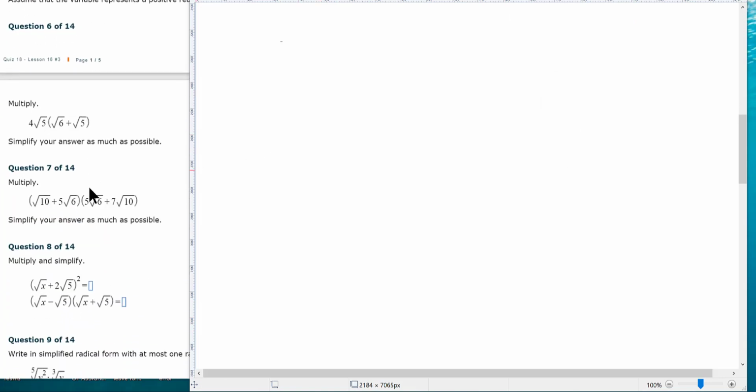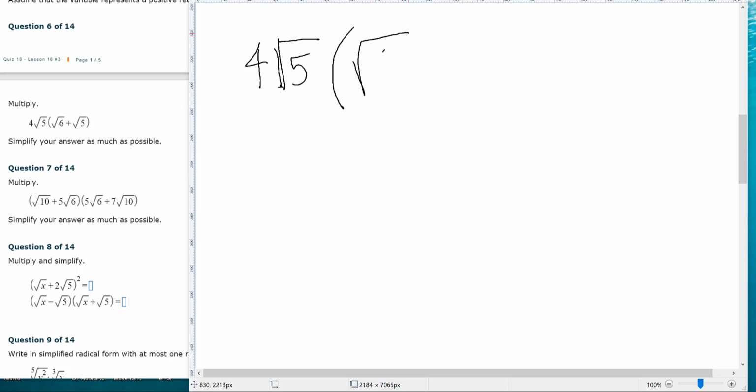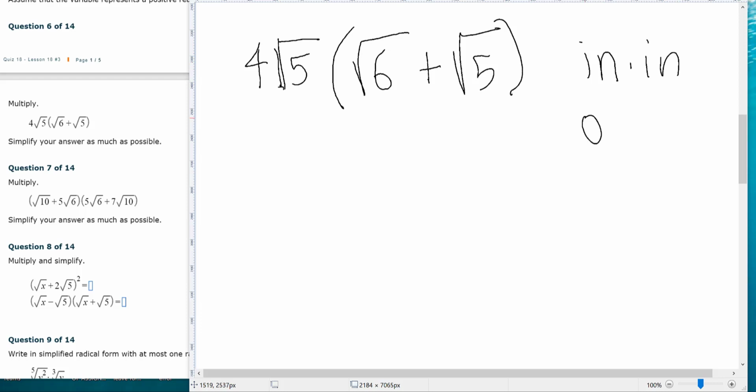Number 6, we have 4 times the square root of 5 times, in parentheses, the square root of 6 plus the square root of 5. Now this is going to be the distributive property, and remember, when you multiply radicals, the inside numbers are multiplied and the outside numbers are multiplied. And the index of the radicals has to match. So everything's a square root here, so that's fine.